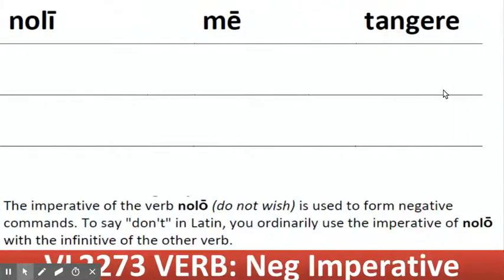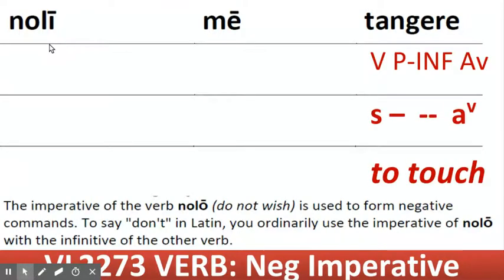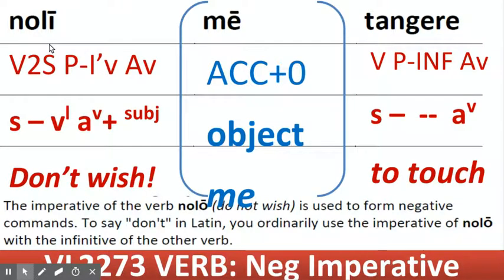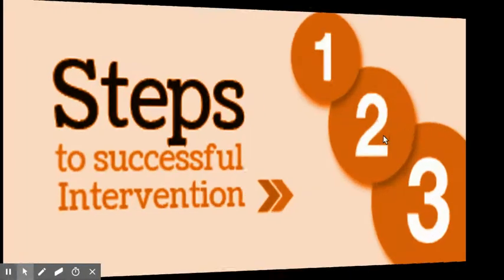All right, so let's talk about vocative address. Also, negative imperatives. Noli in the imperative is either noli for singular or nolite for plural plus the infinitive. So you can't say don't touch me. You have to say you don't wish to touch me, or don't touch me. So therefore, you have the infinitive, you have the object phrase, and you have the imperative here, noli. Don't wish to touch. Properly translated on tests, don't touch me. All right, moving on.